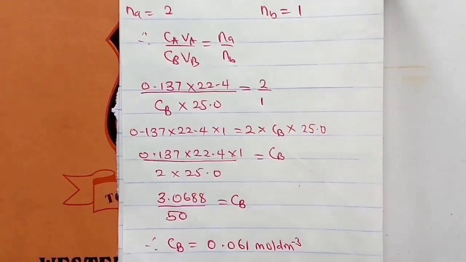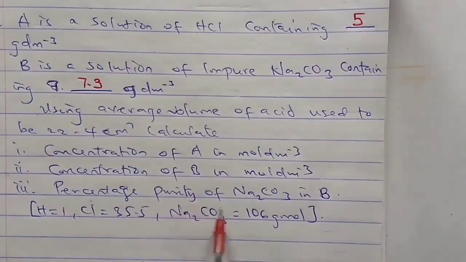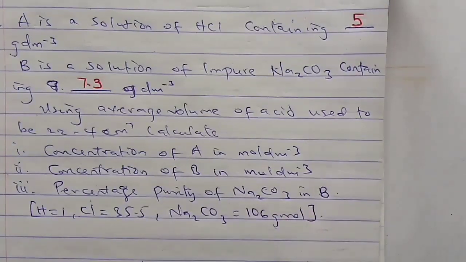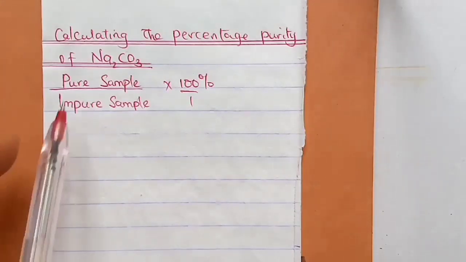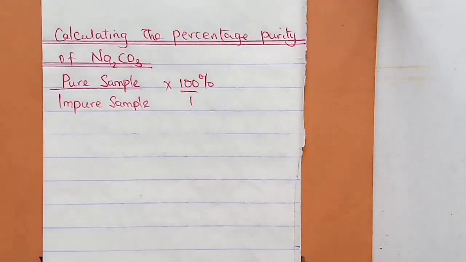Okay, let's go for the third question. The third question asks us to look for the percentage purity of sodium trioxocarbonate(IV) in B. The formula for percentage purity is pure sample over impure sample times 100%. But we don't have a specific statement whether it is in volume or in mass. But here we have the concentration in gram per dm cube of the impure sample to be 7.3 gram.